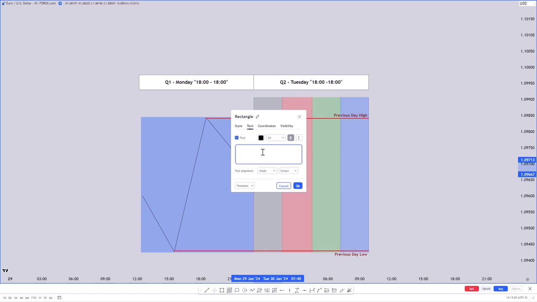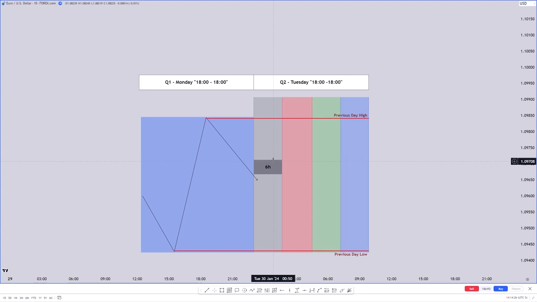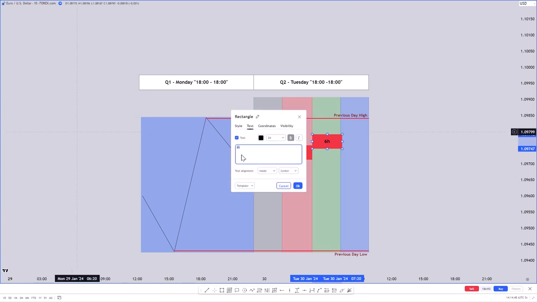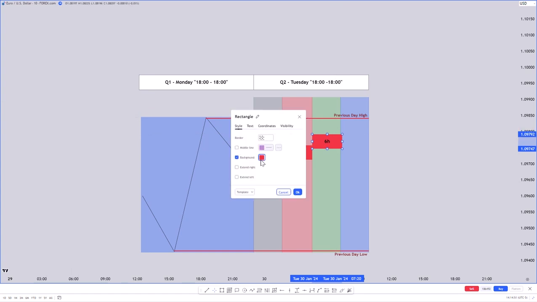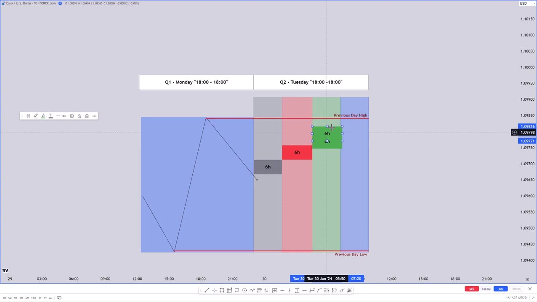Then next, a 6 hour range. The next quarter range would be a full 6 hour range. The next one too, which is our PM, would be a full 6 hour range. So in total, what do we have? We have a full 24-hour range.